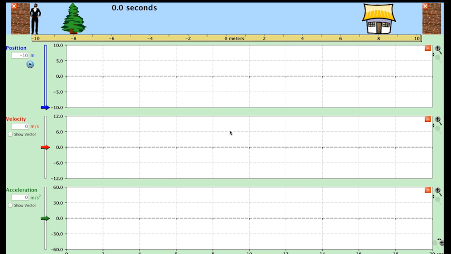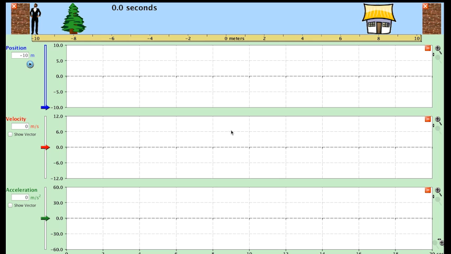In this video, I would like to use the animation from PhET, the University of Colorado's physics department, to explain a little bit about motion graphs. And I want to examine two situations. Situation one, where a person or an object is moving at a constant velocity, and secondly, where the object is moving at a constant acceleration.